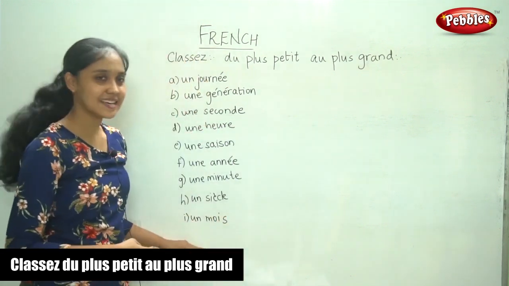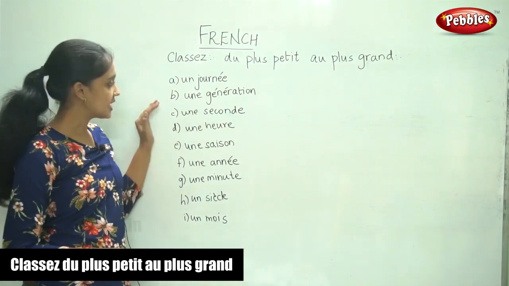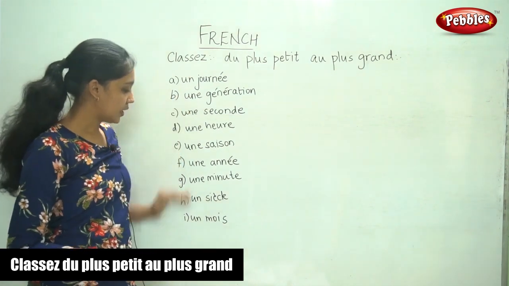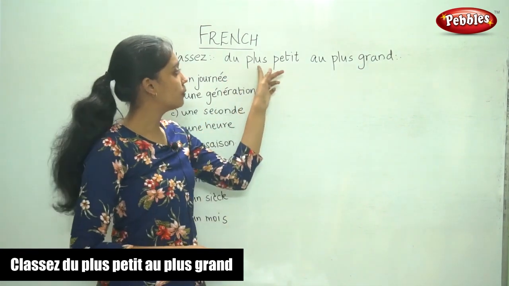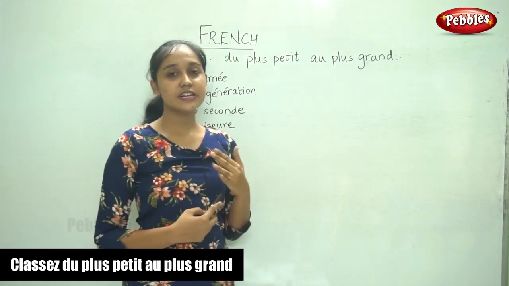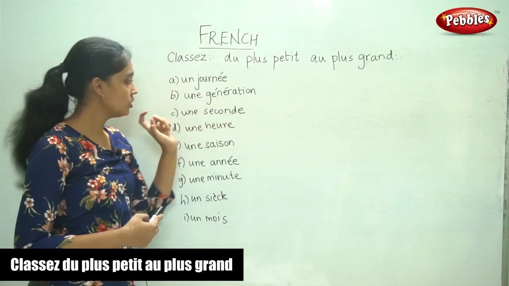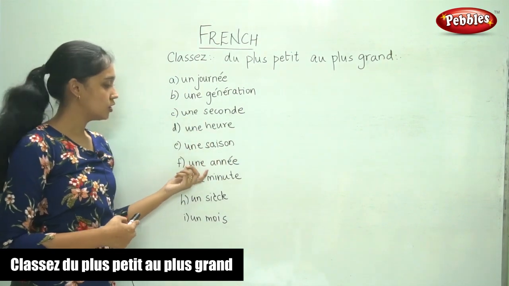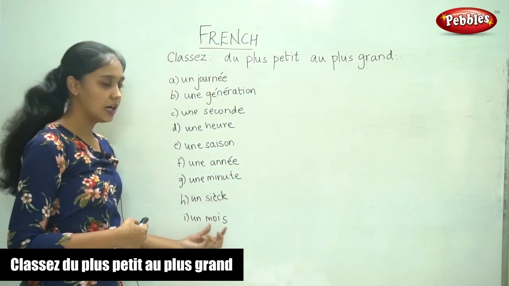So now in this next exercise, we are given 9 words which express duration, a second, an hour, a day. We have to arrange them du plus petit or plus grand, from the smallest to the biggest. First let us read the words. Une journée, une génération, une seconde, une heure, une saison, une année, une minute, un siècle, un mois.